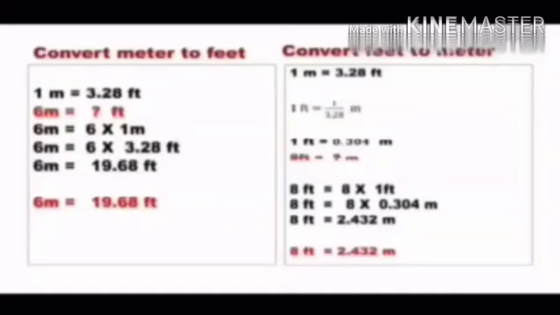6 meter can be written as 6 times 1 meter. We know 1 meter is 3.28 feet. So in the place of 1 meter we can write 3.28 feet. So we have 6 meter is equal to 6 times 3.28 feet. 6 into 3.28 gives 19.68. We obtain 6 meter is equal to 19.68 feet.